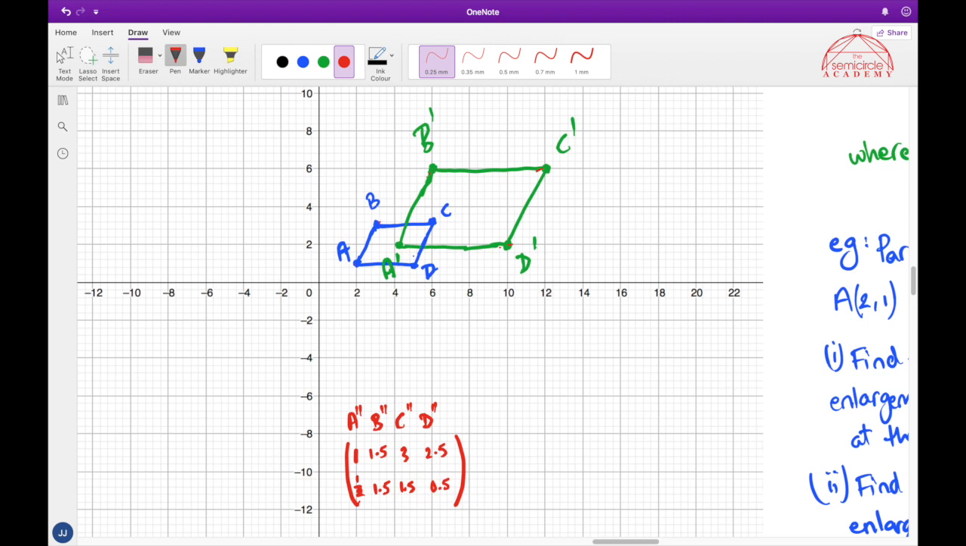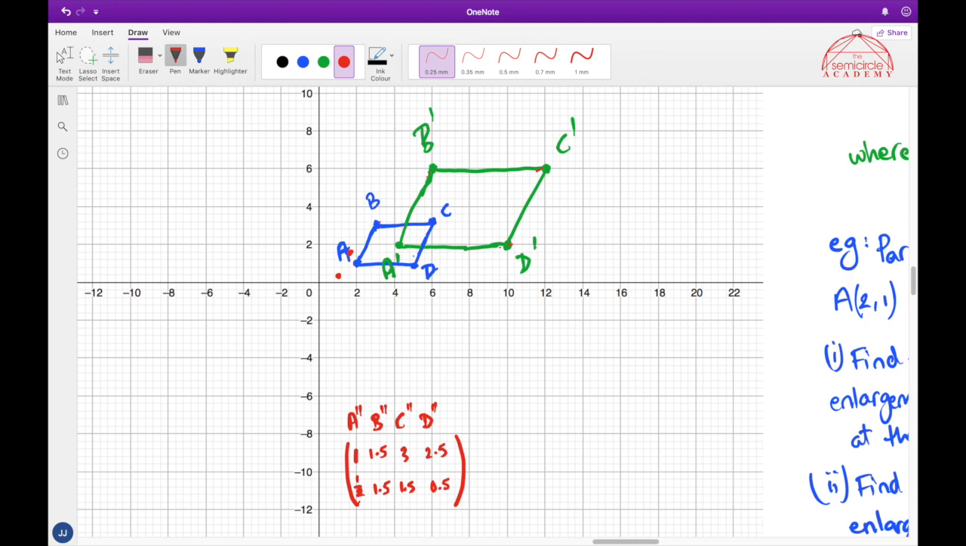So we have A double prime to be 1 on the X and about 1/2 on the Y. So 1/2 puts us at about here. Our B double prime will give us 1 1/2. So 1 1/2 here puts us here, and then 1 1/2 on the Y puts us at about here. And I want you to notice how small this is going to look.